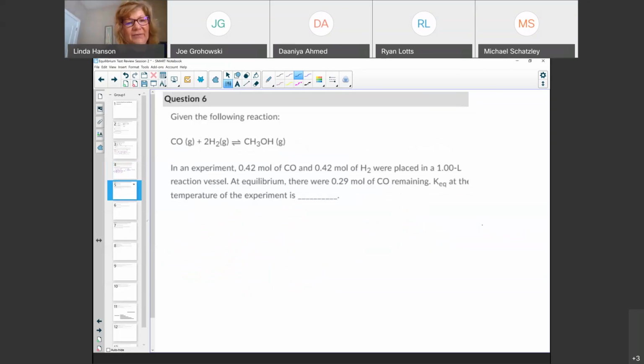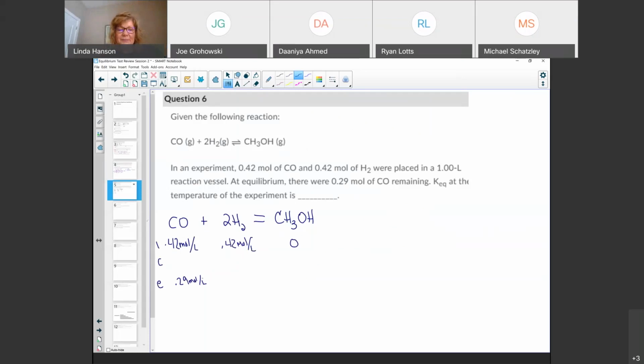Here we have an example where I have CO with 2 molecules of hydrogen giving me methanol, CH3OH. In this experiment, 0.42 moles of carbon monoxide were placed in, the same value, 0.42 moles of hydrogen, and this is in a liter, so we're good there. And at equilibrium, we have 0.29 moles remaining of CO.